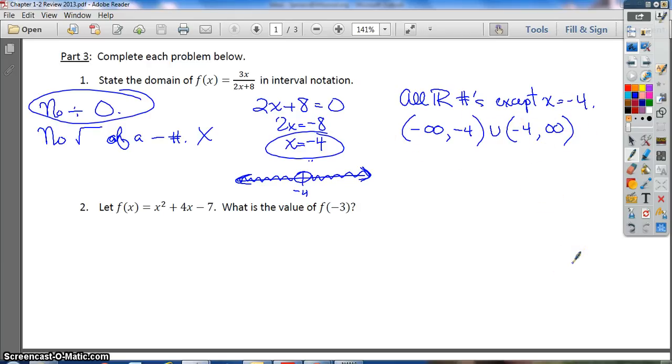Okay? Number 2, no one should miss this. You're just putting in negative 3 for your x values.